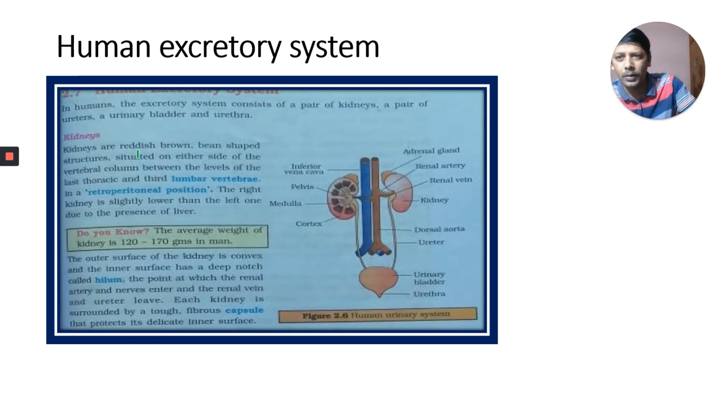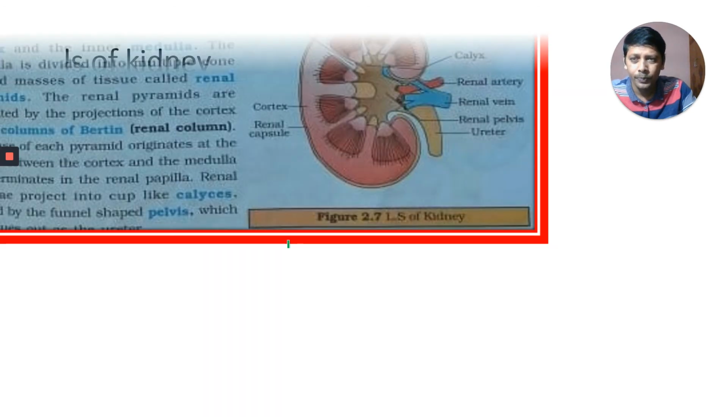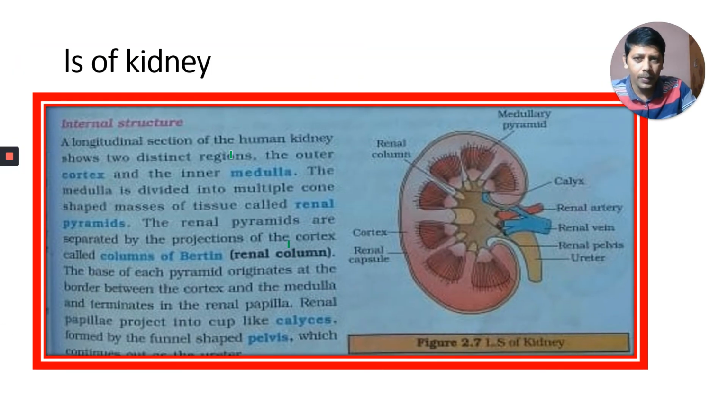This is the part you already learned in the beginning and yesterday also. The longitudinal section of the kidney shows two distinct regions. The outer part is called the renal cortex. The inner part is called the renal medulla. This part is the renal medulla, and this is the renal cortex. The medulla is divided into multiple cone-shaped tissues called renal pyramids. These are important for 2 marks. This is also a 2 marks question.